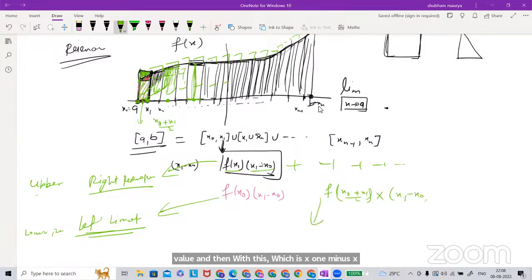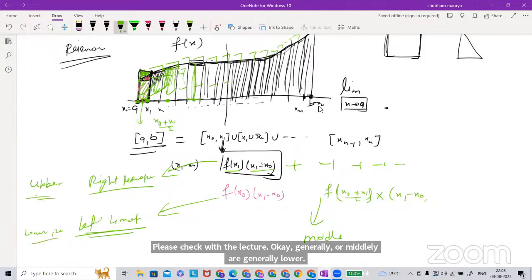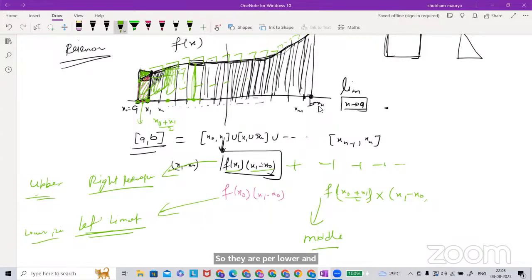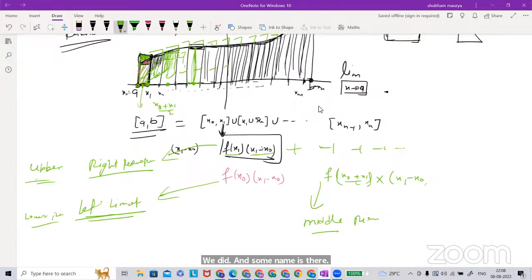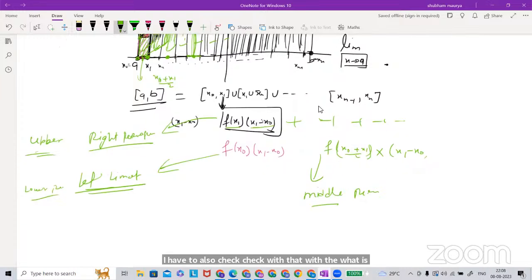So this is called the middle Riemann sum, or some other name is there. Please check with the lecture. Generally there are upper, lower, and middle. Yes, middle Riemann sum. Some name is there; I also have to check which is the correct word Sir has used. Okay, these are the three.